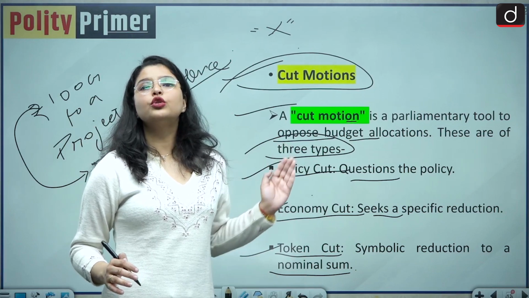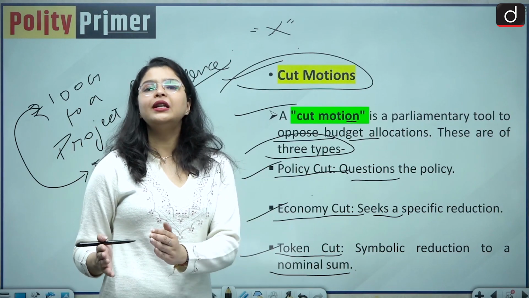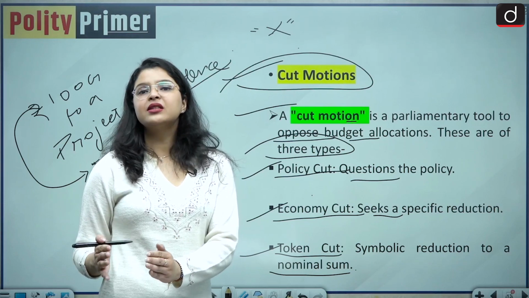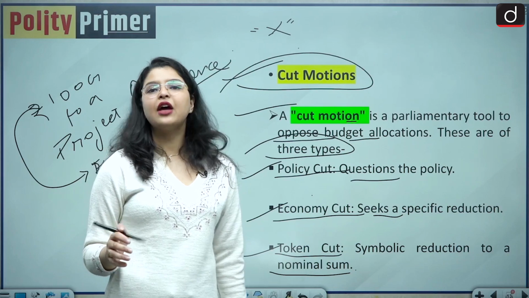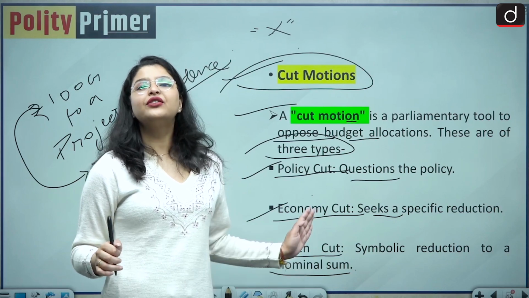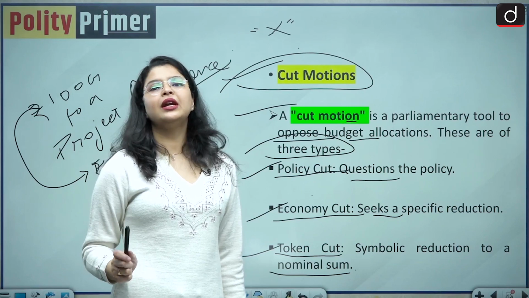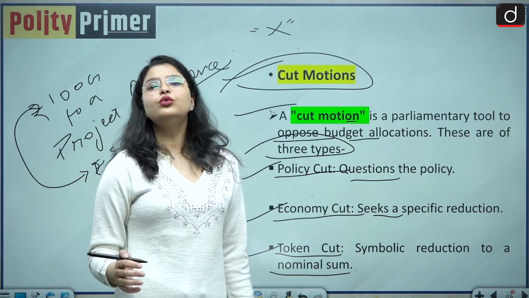And this cut motion is a very important parliamentary tool that ensures checks and balances on the ruling government. And as I have mentioned before also, if this cut motion is passed on the floor of the parliament, then definitely the government is bound to fail.